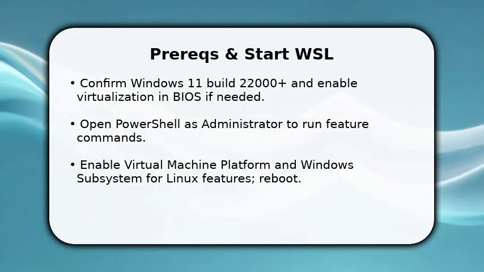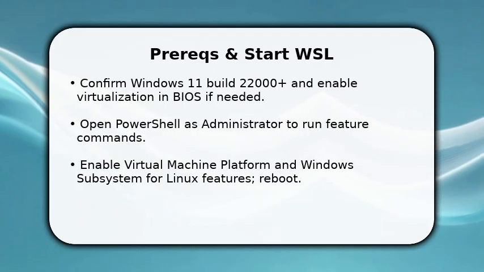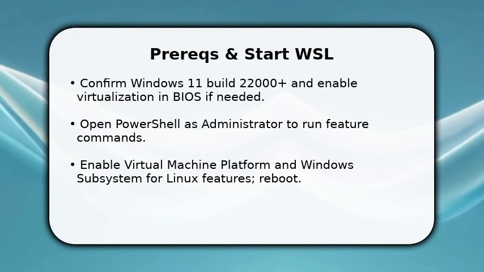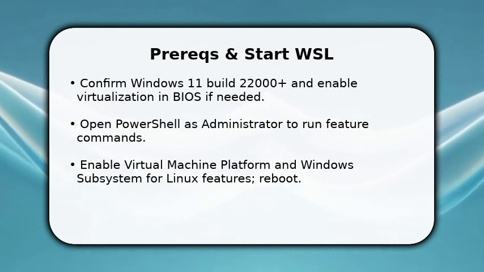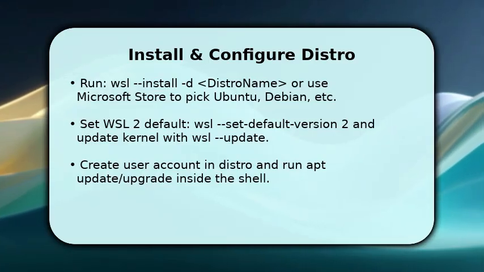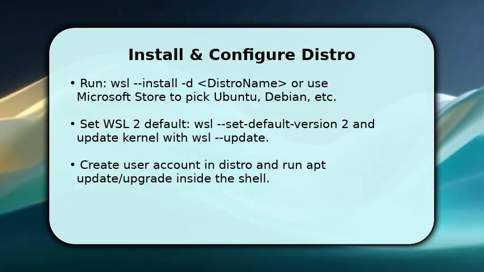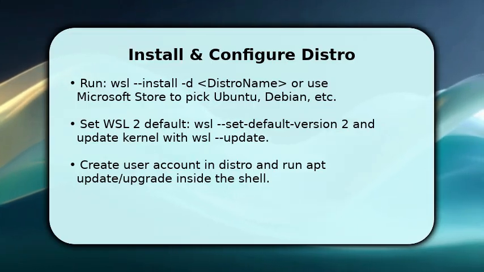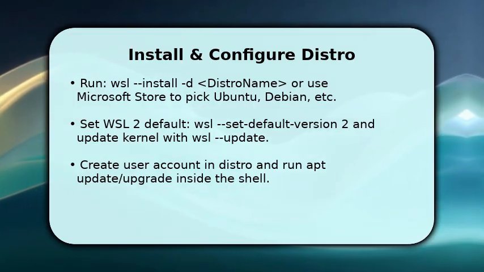You do this first because the kernel and platform support must be active before installing a distro, ensuring WSL2 operates with full virtualization and better performance. Next, install a Linux distribution either with WSL install Ubuntu or by grabbing one from the Microsoft Store. The command path is faster and scriptable.